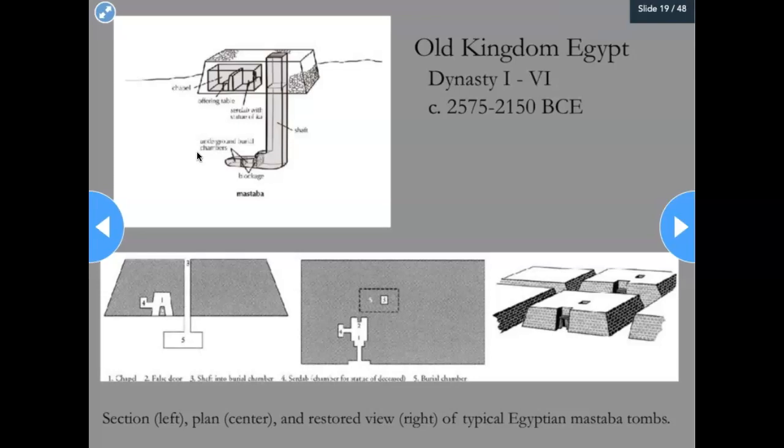These tombs were grouped together in a city of the dead, and you can see that here, typically called a necropolis. And they would be at the edge of the desert on the west bank of the Nile where the sun set. What's interesting is the body would be placed in a very deep sealed chamber underground, and that's not going to be true of the big pyramids. So keep that in mind.